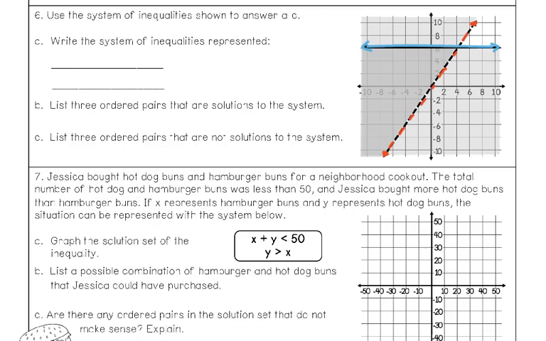For a problem like number 6, the graph is already shown to us. We just have to write the system of inequalities represented based on that. So I'm going to start with the blue line. If it was an equation, it would be the graph of y equals 6, but it's not. It's an inequality because they're shading.